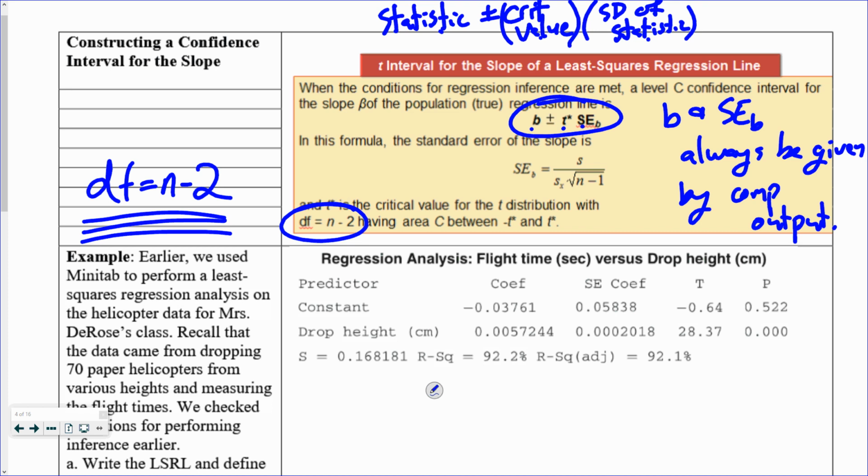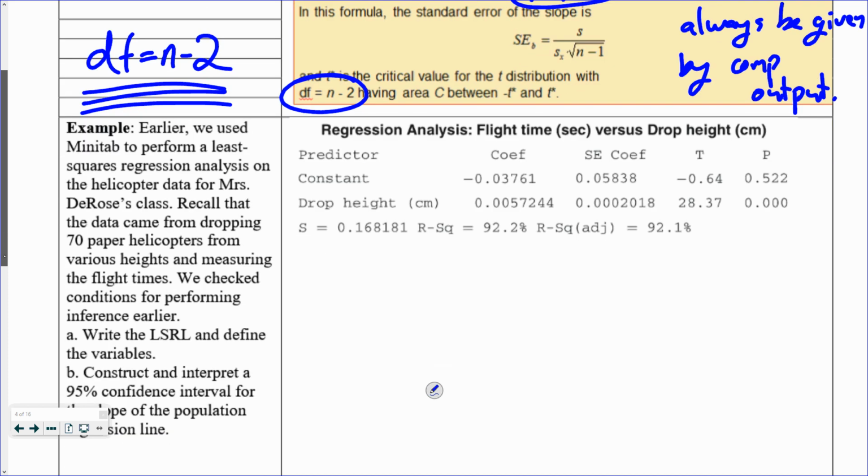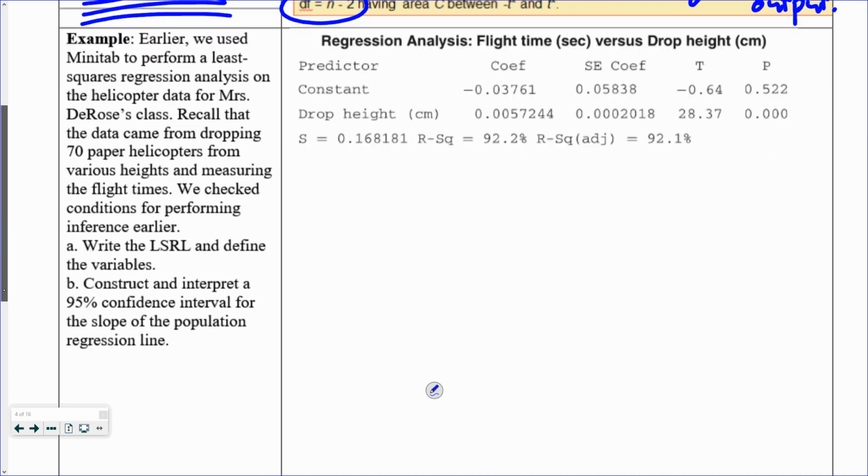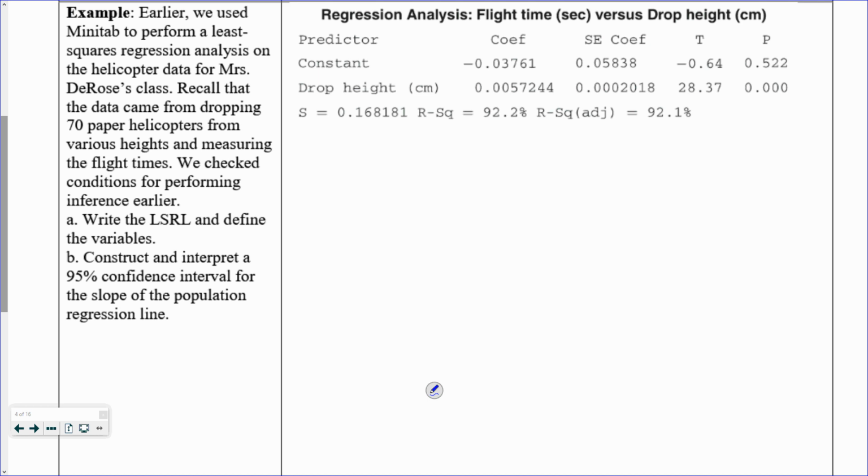So we're over here doing an example of flight time versus drop height. This is from an example that if we hadn't had 10 snow days, we might have done in class, dropping some paper airplanes, seeing how long it takes them to hit the ground, dropping them from different heights. Okay. Write the LSRL, that is the least squares regression line, and define the variables, and then construct and interpret a 95% confidence interval for the slope of the population regression line.